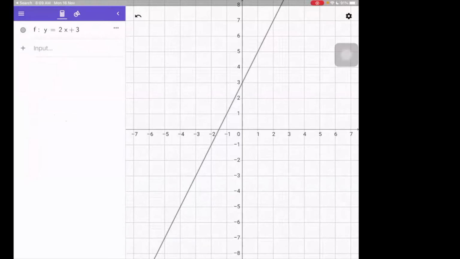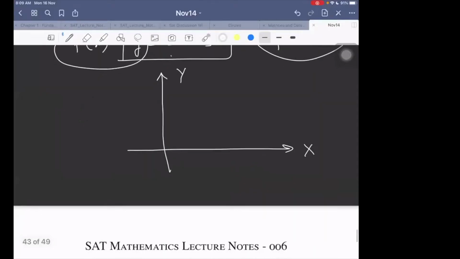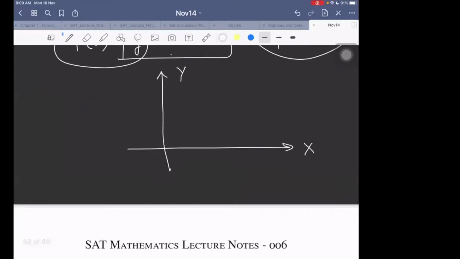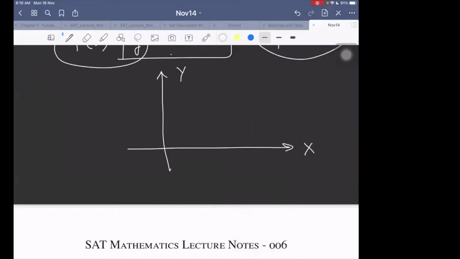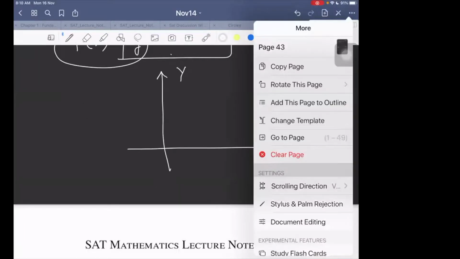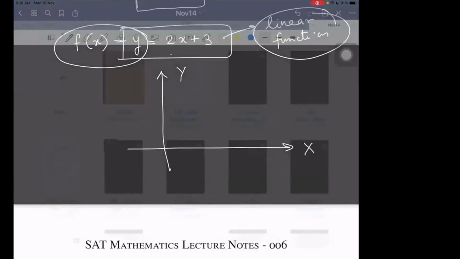Now, suppose I generalize, see... I don't know why I'm not able to add a new page.